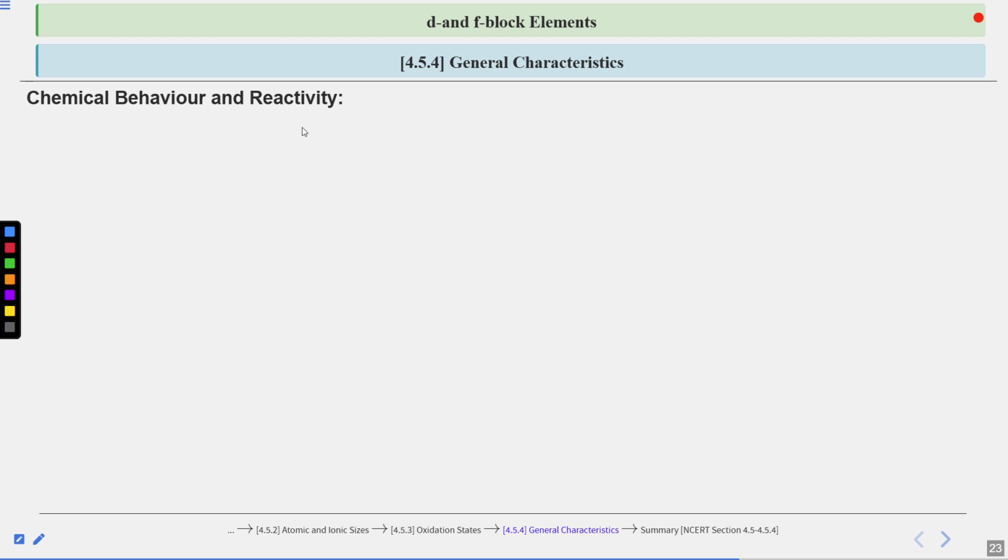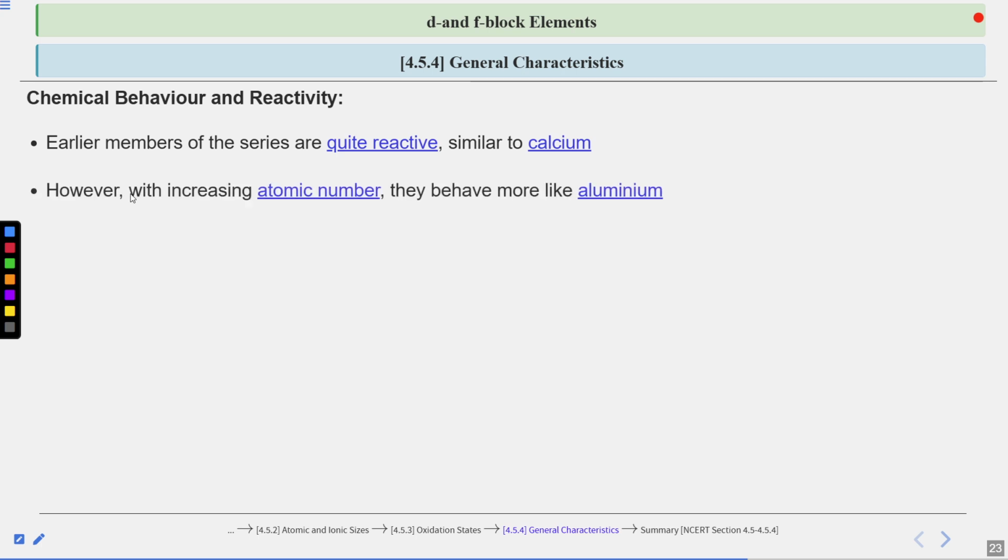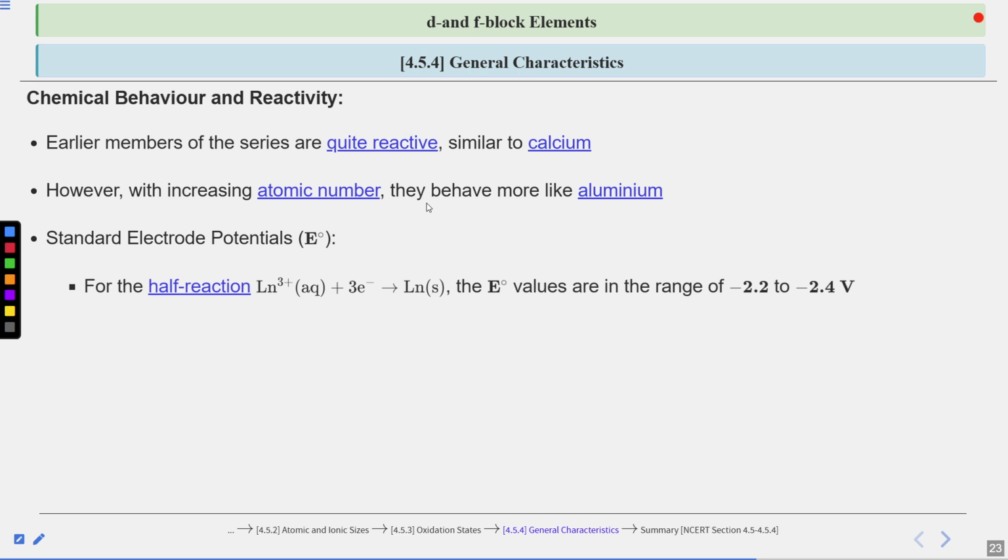Now their chemical behavior and reactivity. The earlier members of the series are quite reactive, similar to calcium. However, with increase of atomic number, they behave more like aluminium. The standard electrode potentials, that is E0. For the half reaction, Ln3+ gains 3 electrons to become solid lanthanoid, the E0 value is in the range of -2.2 to -2.4 volt.